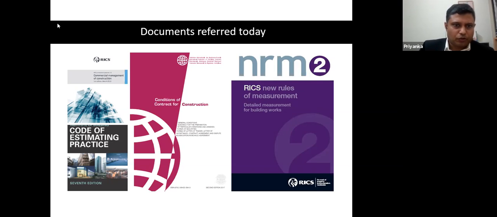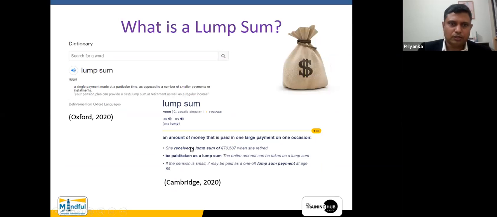And then we are going to talk about the commercial management of construction guidance note, which is issued by the Royal Institution of Chartered Surveyors. And there is something called the Code of Estimating Practice, which was issued by the Chartered Institute of Building, CIOB. Some of the definitions stem from this particular document as well. So this is how the documentation part will be covered within today's session, right?